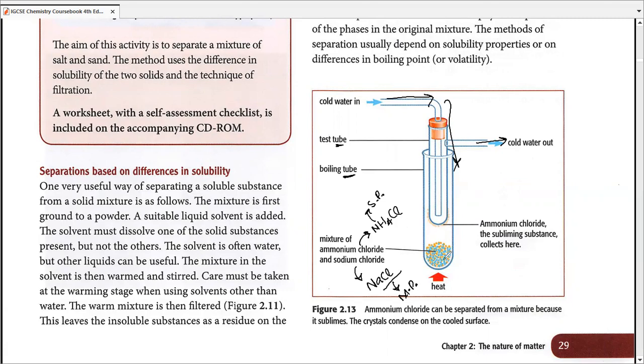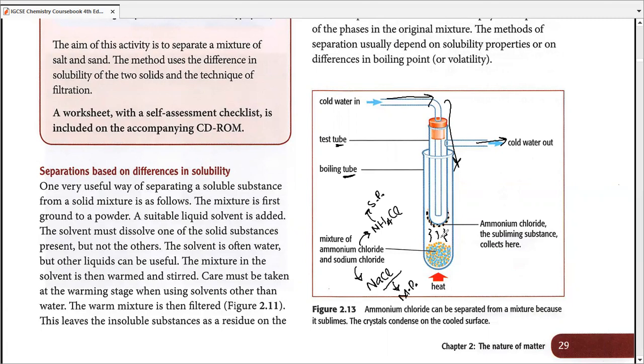Now, sublime means this solid would convert into gas. The gas would rise up. As it rises up, it would experience the cold end of this test tube. Now, this end of the test tube would be cold, just like a cold drink bottle or a glass of cold drink or a tin can of cold drink. If you touch it from the outer end, you'll feel cold. In a similar way, the outer end of this test tube would feel cold.